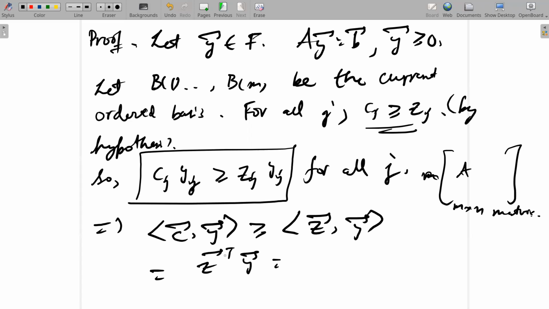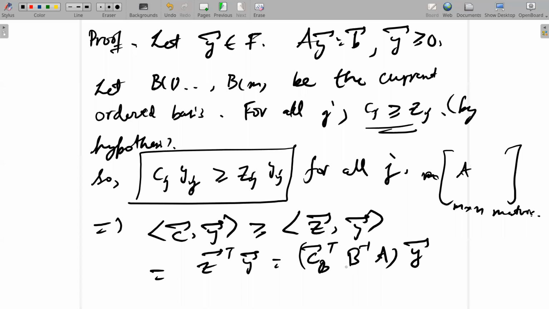Now what is Z transpose? That is nothing but C_B, this vector, transpose B inverse A. So there was a technical lemma that we saw at the end of the class. It was not very clear where we were going to use it. It was a very basic linear algebra result. This is where it's going to show up.